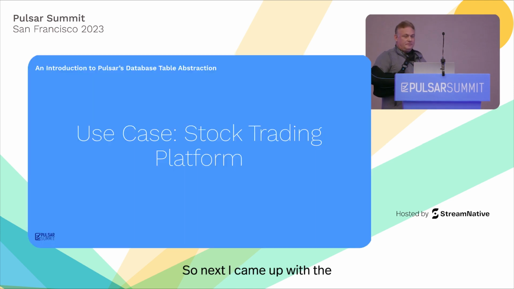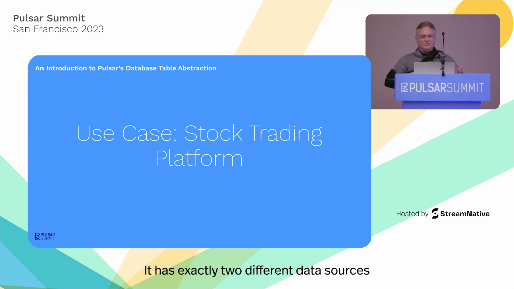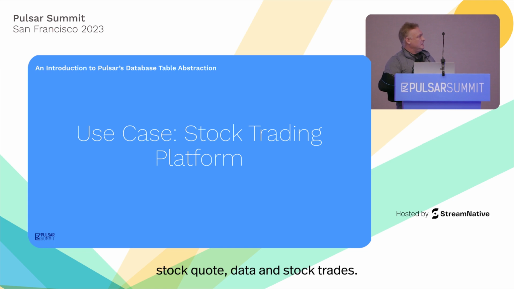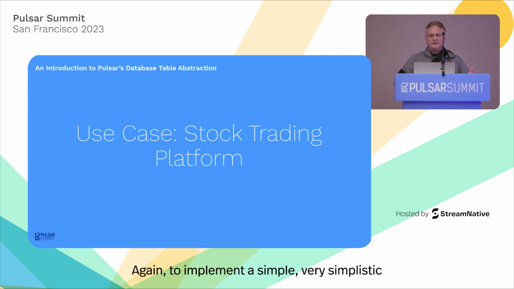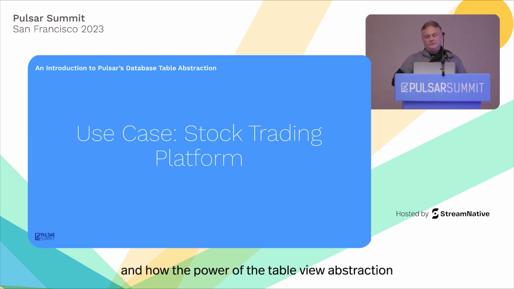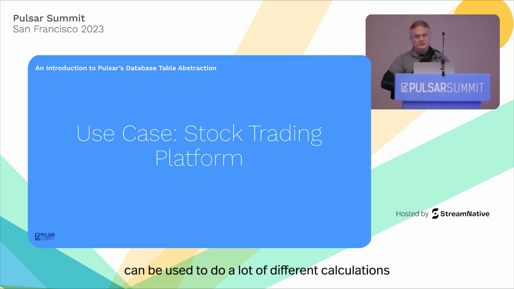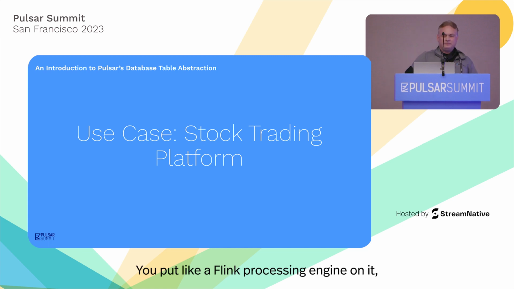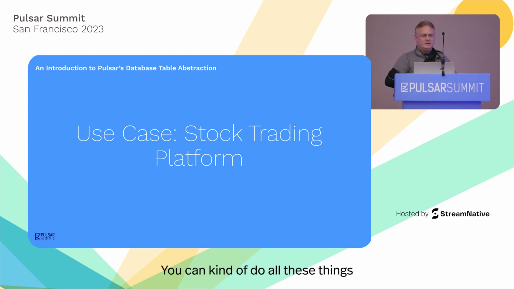So next, I wanted to walk you through a simple use case that has exactly two different streaming data sources: stock quote data and stock trades. There's also a stock positions table in here, just to clarify, but it doesn't move very much. It implements a very simplistic, rudimentary stock trading platform, but shows you the value and power of this TableView abstraction, which can be used to do a lot of different calculations that you would natively do with materialized views, or by putting a Flink processing engine on it, or some sort of RisingWave implementation to do logical SQL stuff. You can do all these things with a TableView instead.